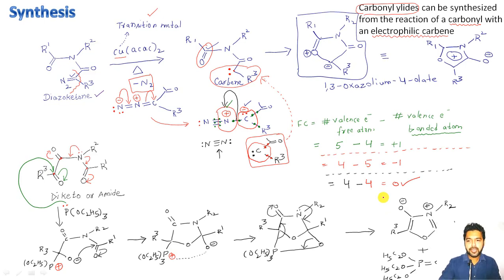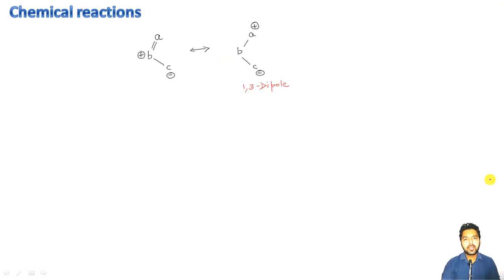So I should mention here, this is my 1,3-oxazolium-4-olate. Okay, so these are the two syntheses, or the synthetic methods, as far as the first type A mesoionic heterocyclic molecule is concerned. Now let's move on to the chemical reactions, or the chemical properties, of these mesoionic heterocyclic molecules.